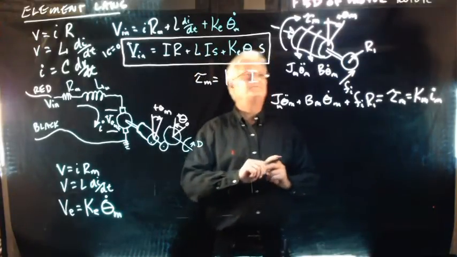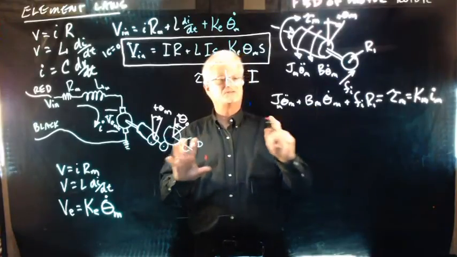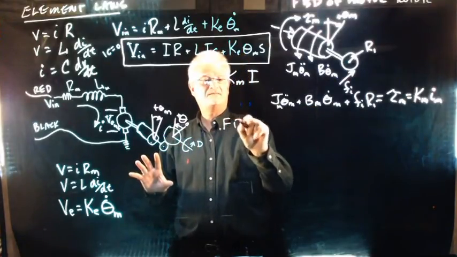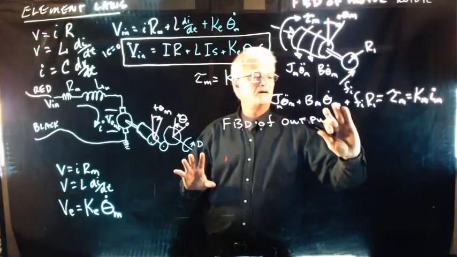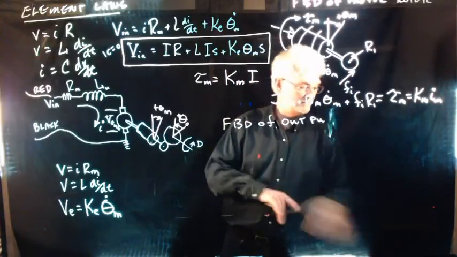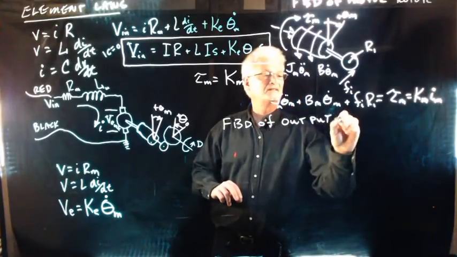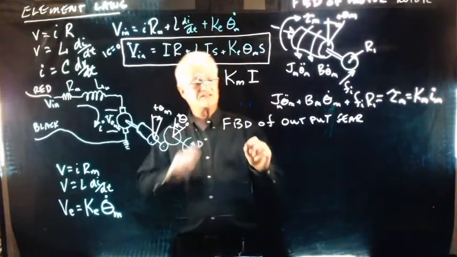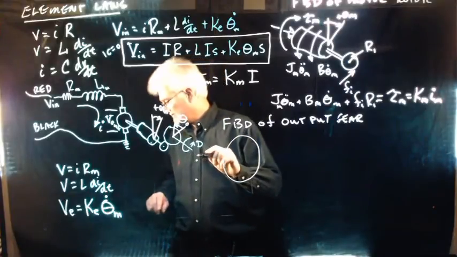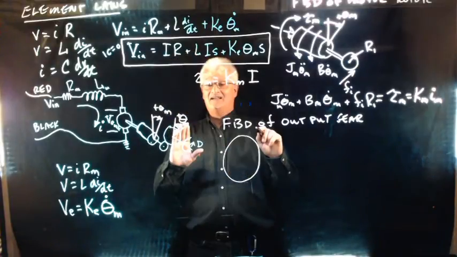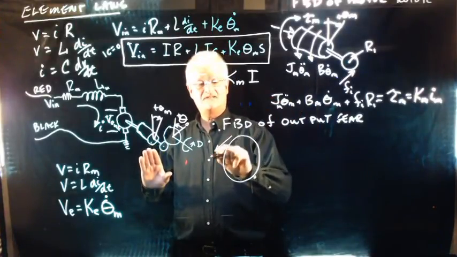Now let's also draw a free body diagram of the output gear. I just misspelled output here. Output gear. Okay, so here's the free body diagram of the output gear. I'm going to make that free body diagram look this way. What I'm going to do is apply an equal and opposite reaction.